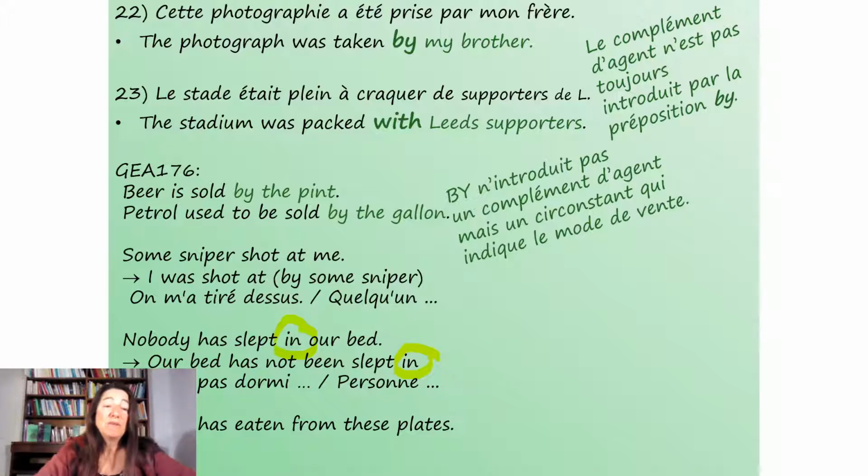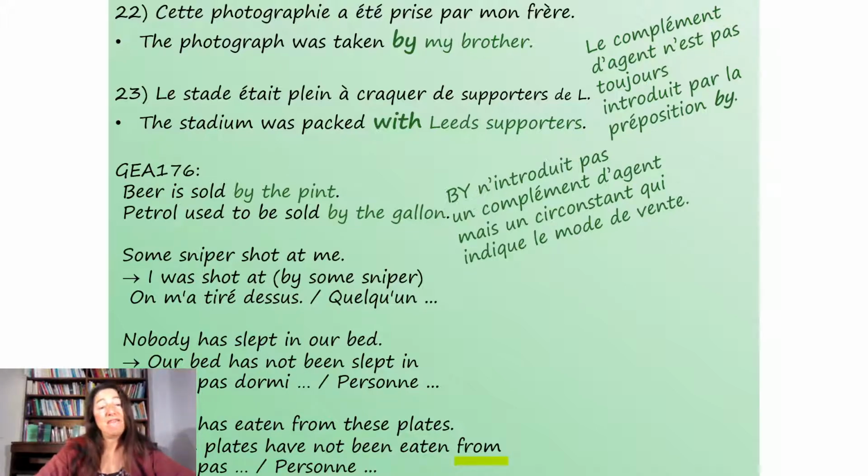Nobody has eaten from these plates. An active voice sentence again that I want to turn into a passive voice sentence. And what do I notice? That it's eating from something. So there's a preposition, and I know it's difficult, but I need to remember to use the preposition in the passive voice sentence, which would be these plates have not been eaten from. And the French translation, on n'a pas mangé dans ces assiettes, personne n'a mangé dans ces assiettes.